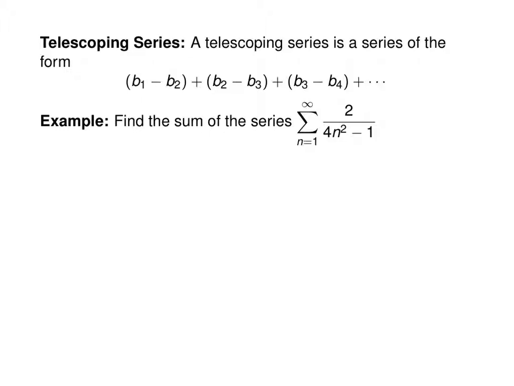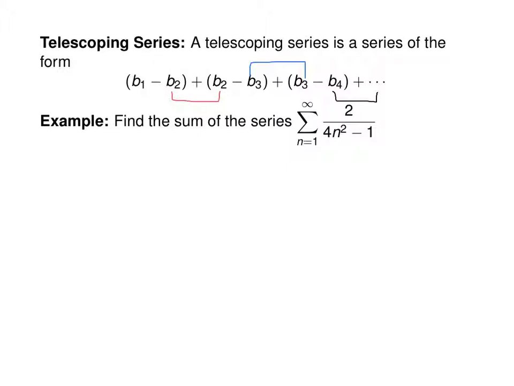So, as I mentioned in a previous example, a telescoping series is one of the form where we have some kind of cancellation of terms happening. Those two cancel, these two cancel, the b4 would cancel with a positive b4 in the next term. So the first example we had of a telescoping series was pretty simple because you already knew you had a fraction minus another fraction.